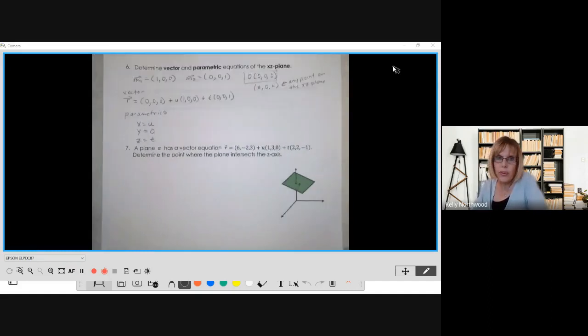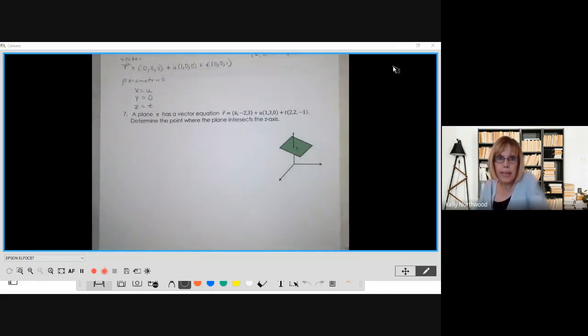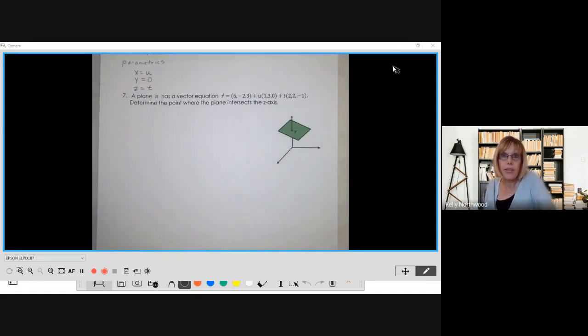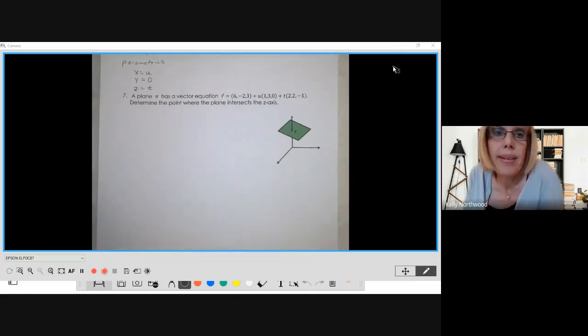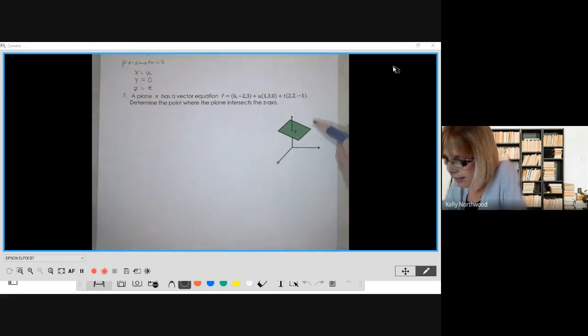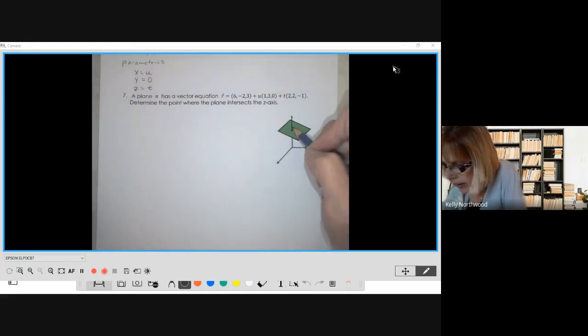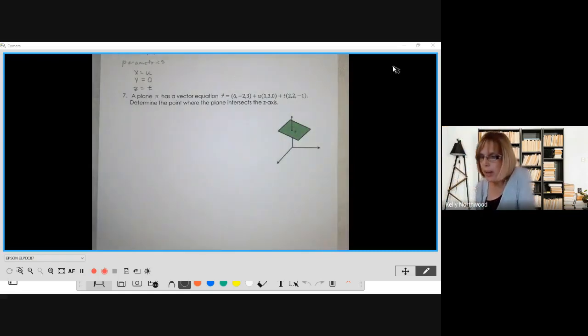All right, so our last question here: a plane pi has a vector equation given to us. Determine the point where the plane intersects the z-axis. So they're showing us that point there. They want us to figure out what that point is.